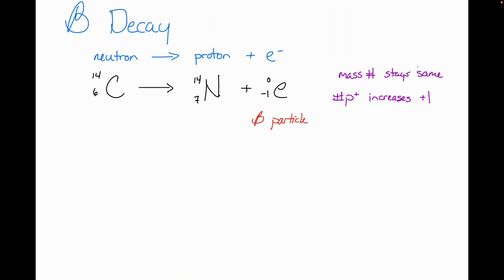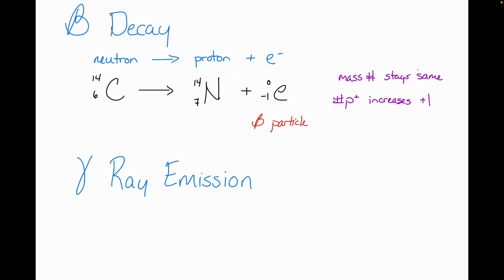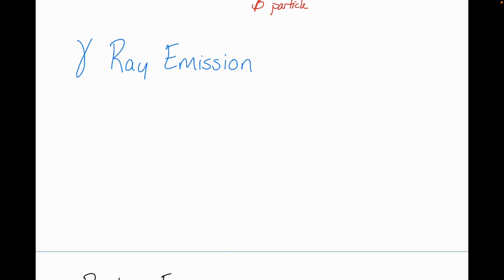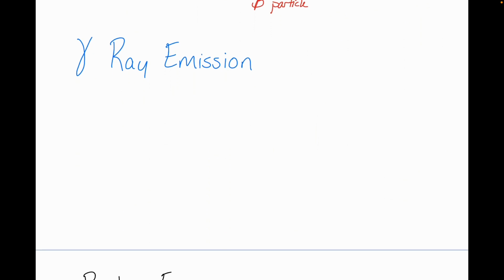All right, and the last, these are kind of the three most common. The last one would be what's called gamma ray emission. All right, and these typically accompany other forms of nuclear reactions, right? So we would have something like an alpha decay.